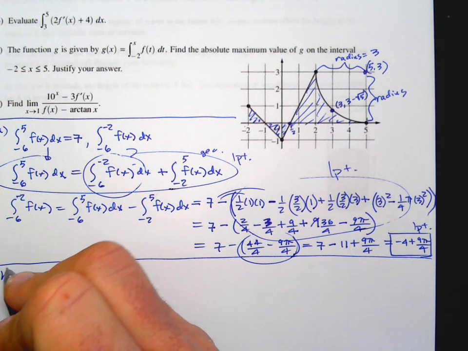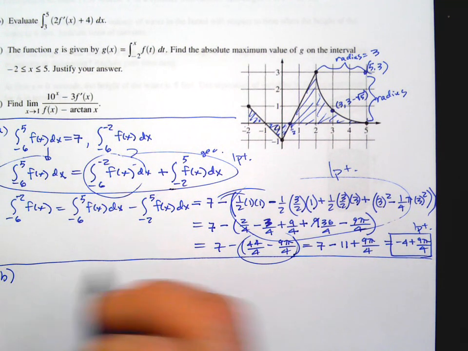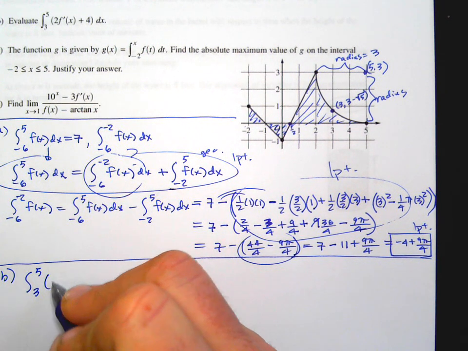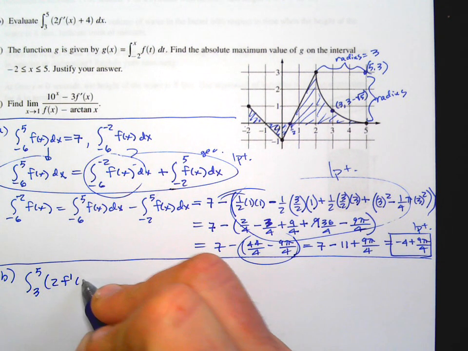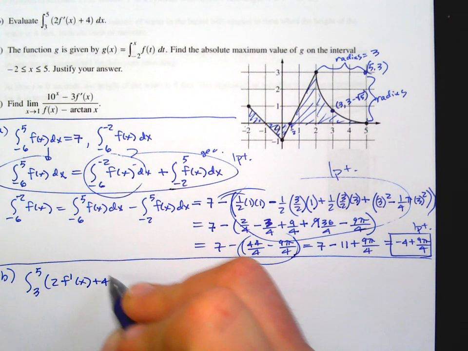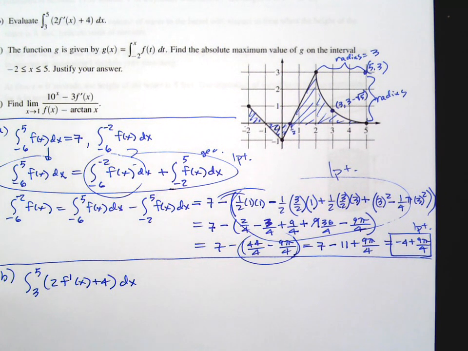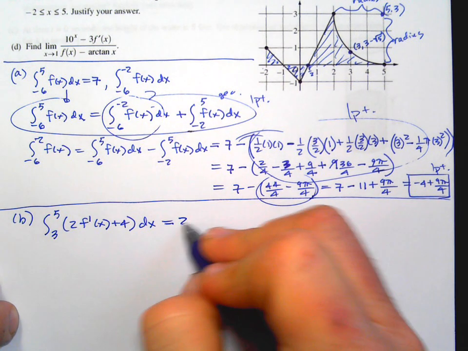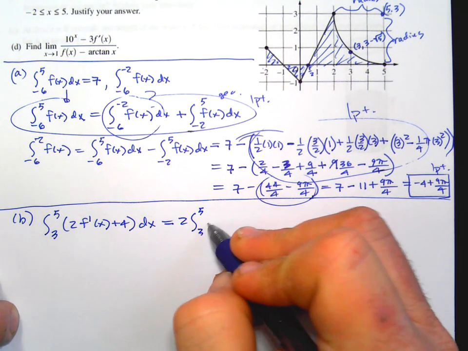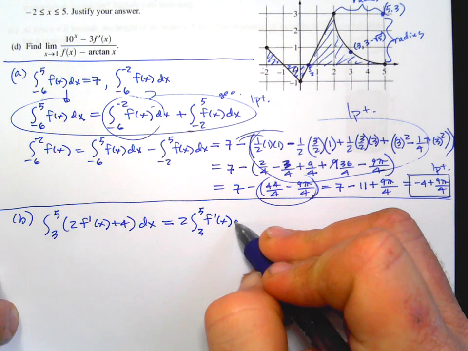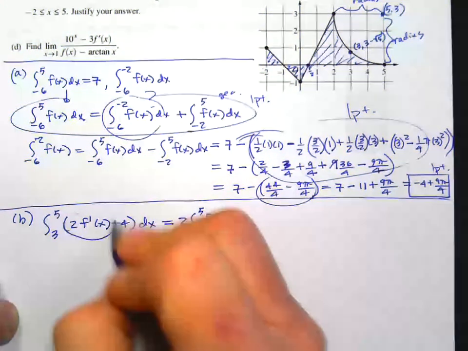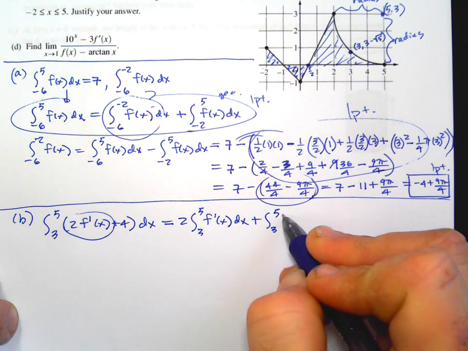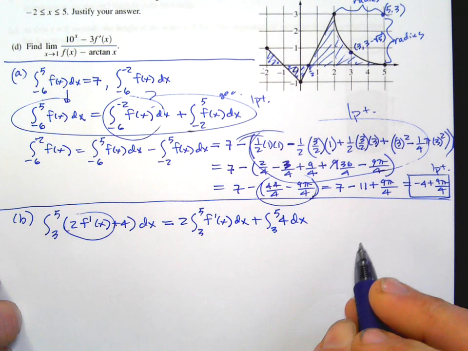But all right, part B says to evaluate the integral of 3 to 5 of 2f prime x. Notice the prime plus 4 dx. So first of all, properties of definite integrals, which seems to be a theme here, says we can break this up, right? We can do this one on its own, bring the 2 out in front. We can integrate this one on its own. You have to integrate the 4. You can't just add 4, okay?